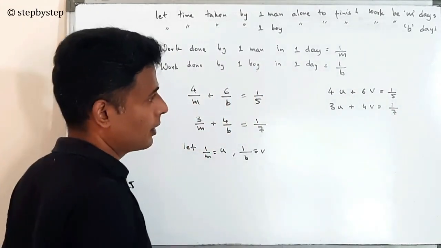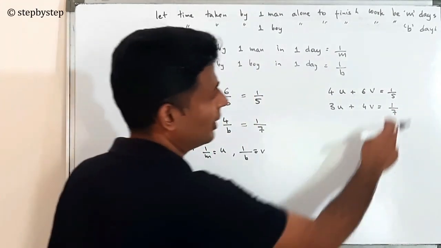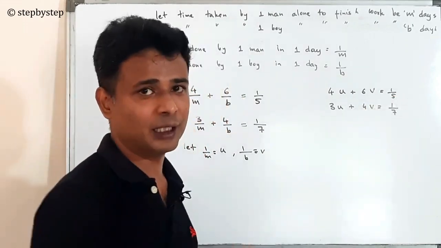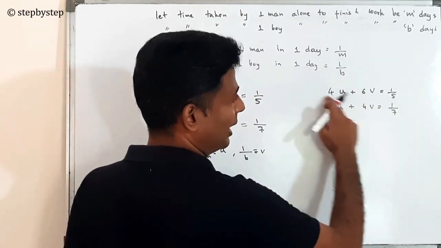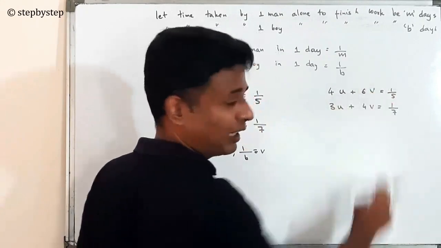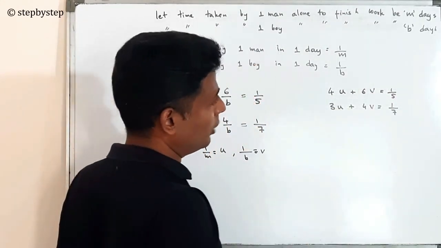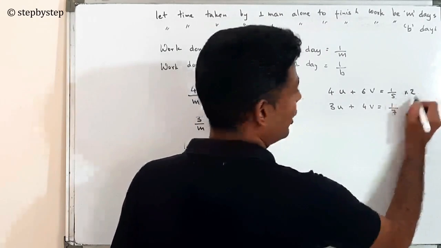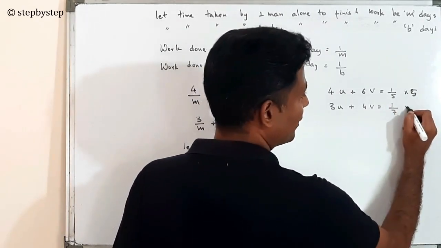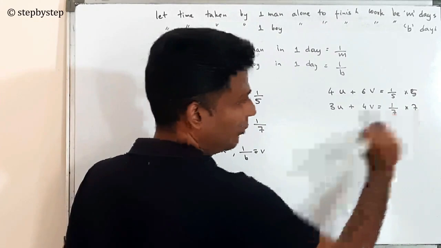Now there are two ways we can do this. See, here it's in fractions. You can remove the fraction. How? Here it is by 5. So if you multiply both sides by 5, this part will go. So shall we do that? Okay, we'll do that. So we multiply the whole equation by 5 here and the whole equation by 7 over here, so that the fractions go.